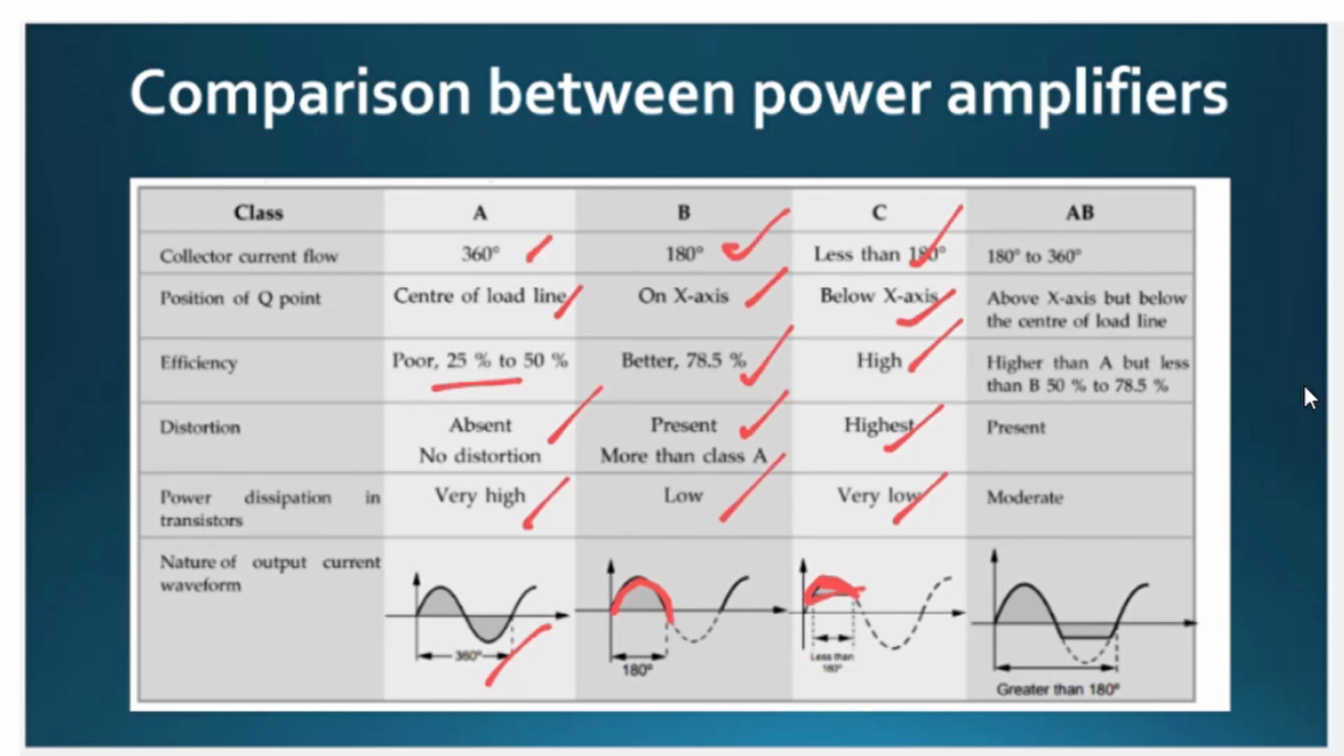Coming to class AB, the Q point is above the x-axis but below the center of the DC load line. So the angle of conduction, or the collector current flow, is greater than 180 and less than 360. See the waveform. The efficiency is higher than A but less than B, so it is between 50% to 78.5%. Distortion is there. Power dissipation is moderate. So this is about the comparison between the power amplifiers.